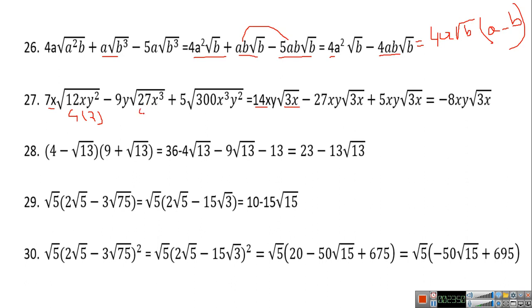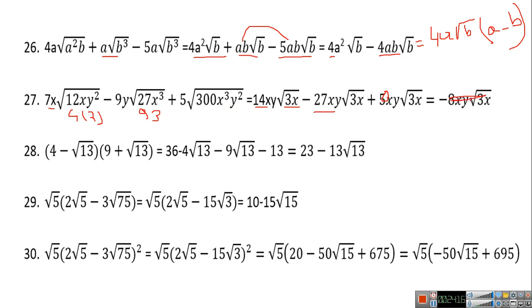Here 27 is 9 times the 3. Root 9 is a 3, so 27y, and 1x goes out. 27xy remains a 3x because the power of x is odd. 100, 10 times the 3, root 100 is 10, so 50. X goes out, y goes out, remains root 3x.